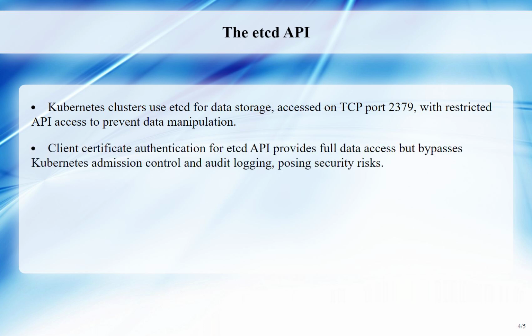Client certificate authentication is typically used to manage access to the etcd API, with certificates issued by trusted certificate authorities granting full data access. Direct etcd access bypasses Kubernetes admission control and is not logged by audit logging, making it a potential security vulnerability.